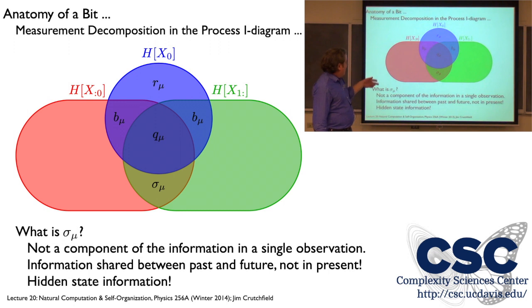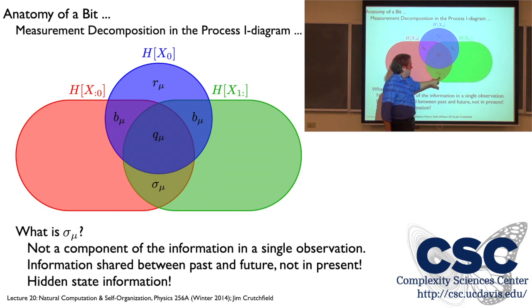All right, so that's what was going on in the present moment. But an honest drawing of the information diagram over future, present, and past, there was also this overlap. So what is this sigma mu? Well, first of all, it's outside of the present variable. So it's information that's not in the present, but it's in the overlap of the past and the future. So it's information not in the present, but that's shared between the past and the future.